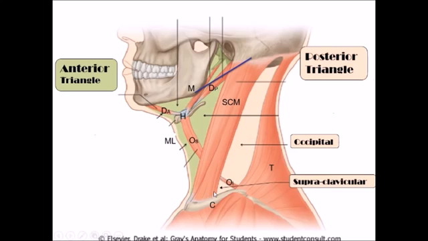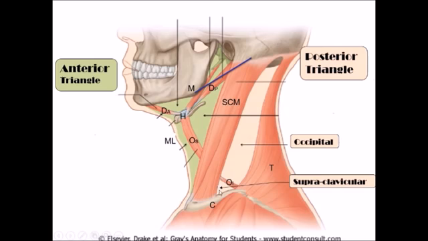The boundaries of this triangle: anteriorly, this is the sternocleidomastoid muscle. Posteriorly we have the omohyoid inferior belly, and the base is formed by the clavicle. So these are the boundaries of this supraclavicular triangle. Anteriorly we have the sternocleidomastoid posterior border, posteriorly we have the inferior belly of the omohyoid muscle, and the base is formed by the middle one third of the clavicle.